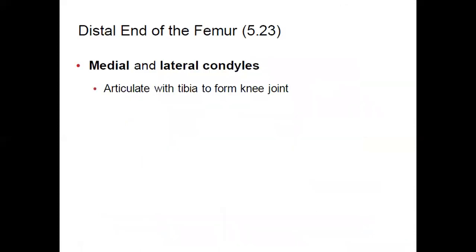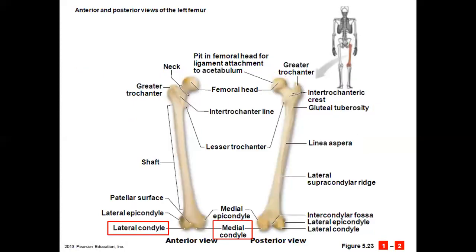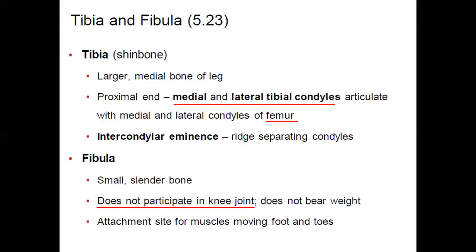At the distal end of the femur, there are 2 condyles that articulate with the tibia in the lower leg to form the knee joint. So take a look at these condyles. You can see them okay from the anterior view, but really nicely from the posterior view. So here's the medial condyle and the lateral condyle. Those condyles articulate with only the tibia, not the fibula in the lower leg.